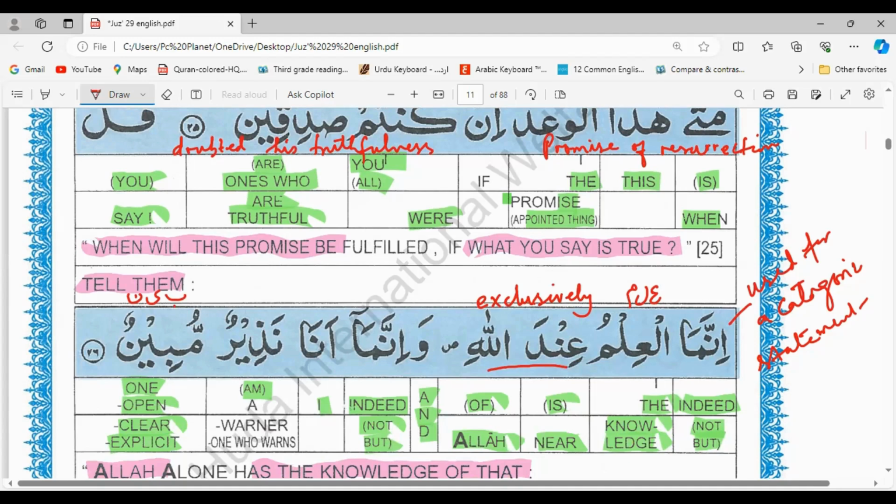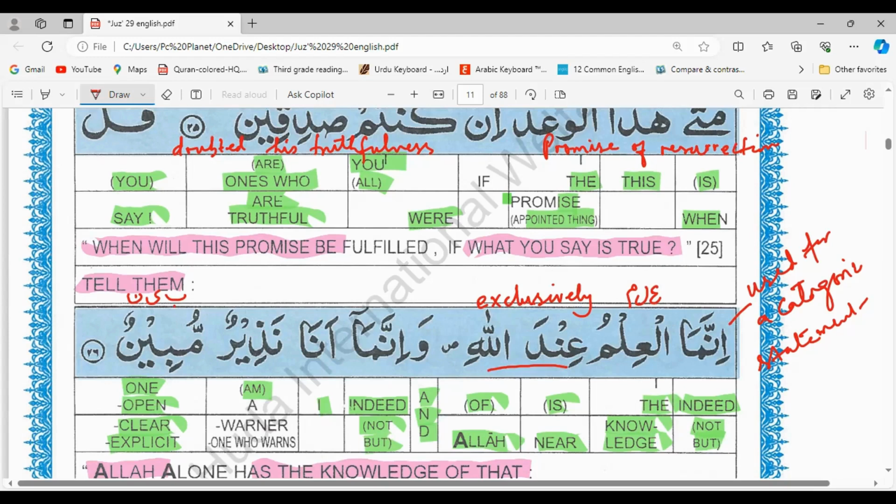And what? That the ilm, the knowledge of what? Of this wa'd, this promise. The knowledge of this promise is indallah, with Allah. Means Allah exclusively knows the exact time when the resurrection will happen, when the last hour of this universe will come, or when the death of a person will come. Because Prophet Muhammad used to mean all these different things on different occasions when he used this word wa'd. So you can take any of these things from the word wa'd.